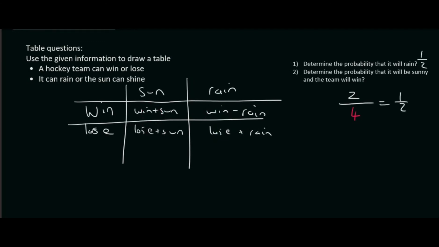Number 2, determine the probability that it will be sunny and the team will win. So sunny and win is over there, so that's 1 part out of a total of 1, 2, 3, 4. So that's 1 out of 4.